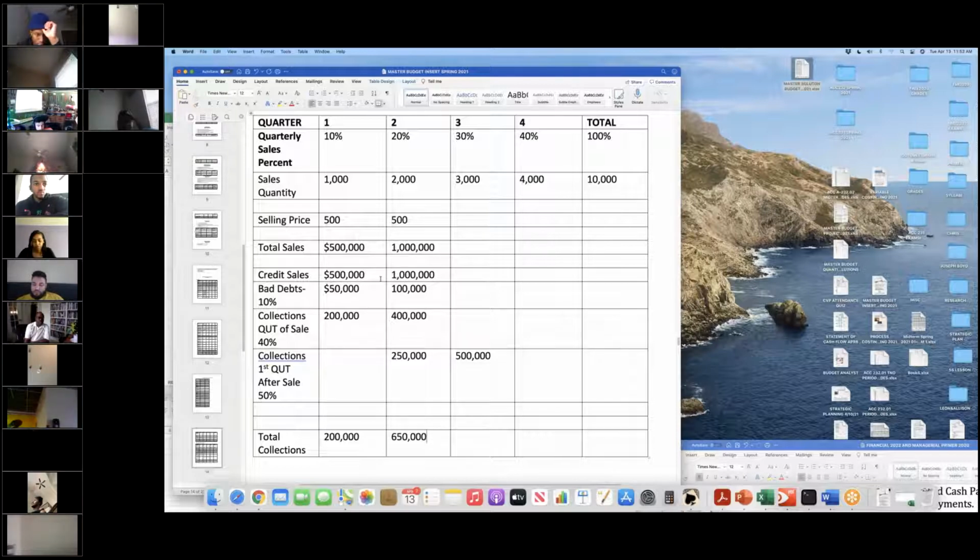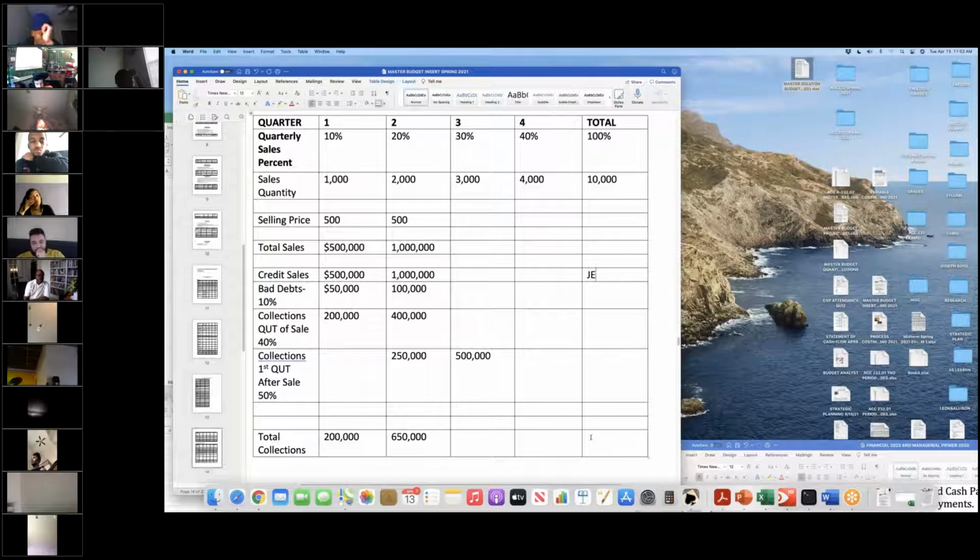Now, once you get all your sales in, I'm going to put a JE here. That means you have to make a journal entry here. And then with these bad debts, you have to make a journal entry. And of course, you know that when you sell something, I'm going to put in parentheses, there are always two journal entries involved. What are those journal entries when you sell a product? From your inventory account, cost of goods sold. You've got sales and you've got cost of goods sold.